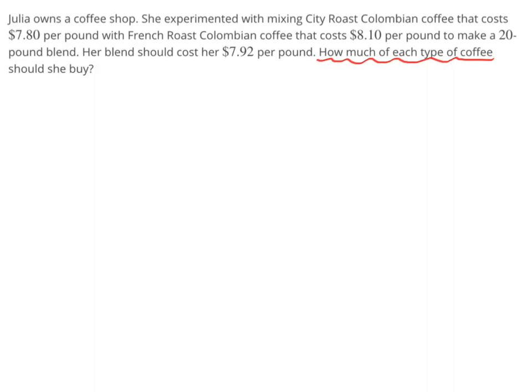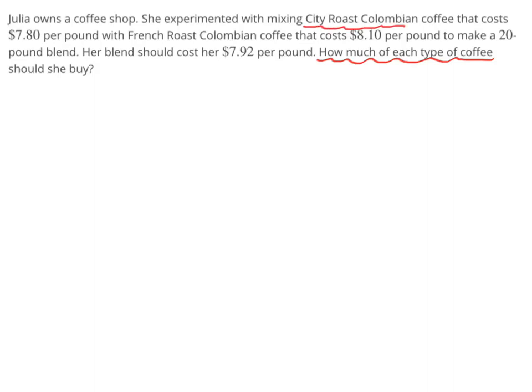And how much isn't talking about money, it's talking about pounds. And so you have to be specific, because each coffee has two values associated with it: money and weight. And so you can't just say let X equal city roast, because that's not a number, that's a coffee. So you have to be specific so that your variables represent actual numbers.